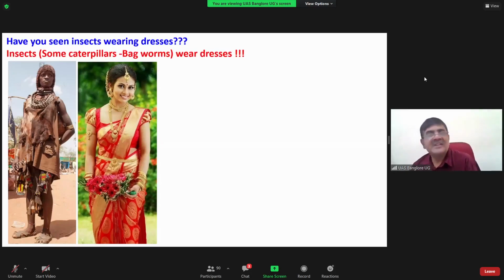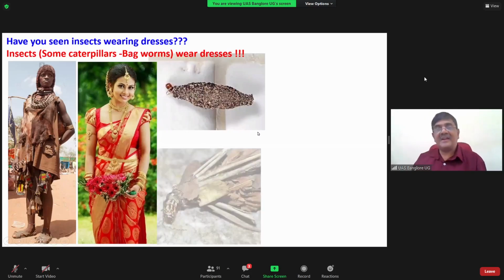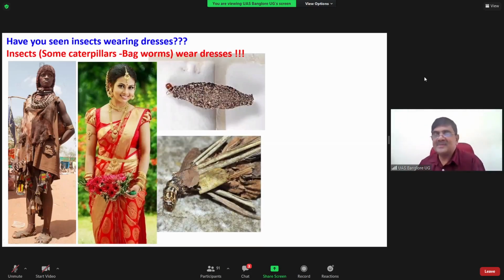Yes, some of the caterpillars called bagworms wear dresses. If you look here, there is a caterpillar head here, and the caterpillar body is covered by some dress-like material. Usually the insects wear dresses to protect themselves from natural enemies.